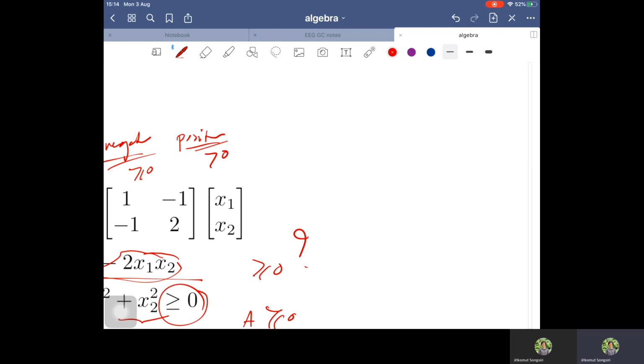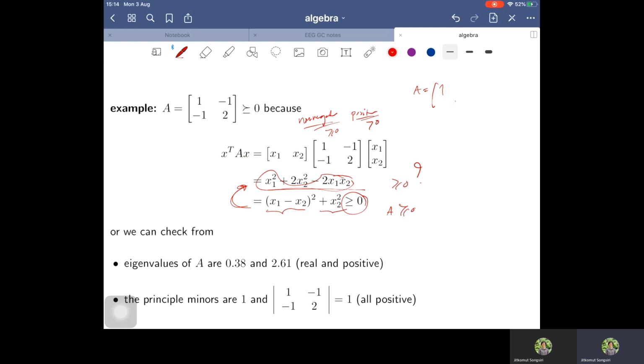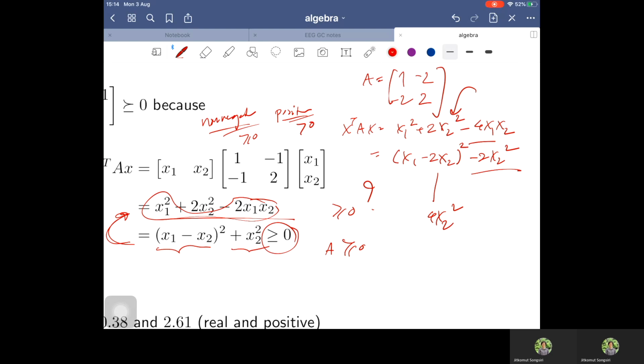For the matrix A, there are many ways to make an example of an indefinite matrix. For example, [[1, -2], [-2, 2]]. I hope this example works. Then x transpose Ax is x1 squared plus 2 x2 squared minus 4 x1 x2. If we complete the square, we get minus 2 x2 squared, but what is the remaining term? We get 4 x2 squared, but we originally have 2 x2 squared, so you need to subtract 2 x2 squared.